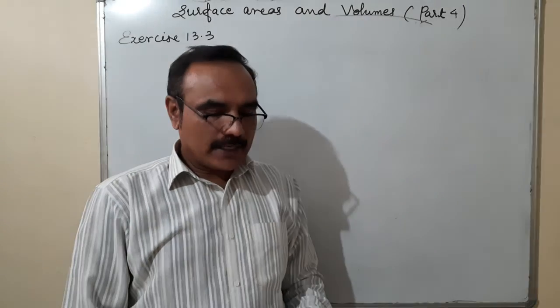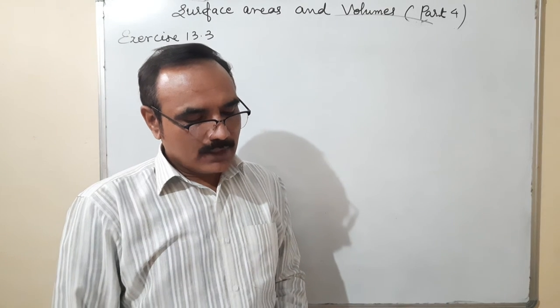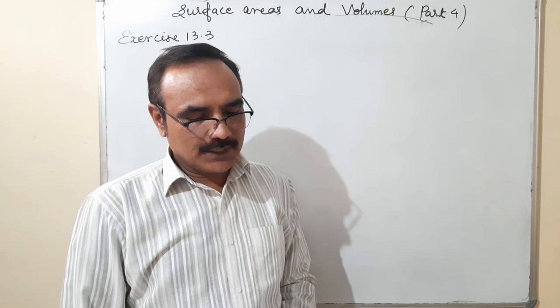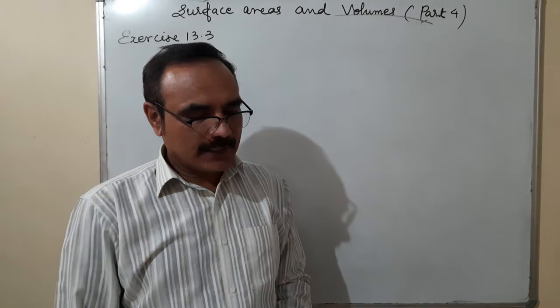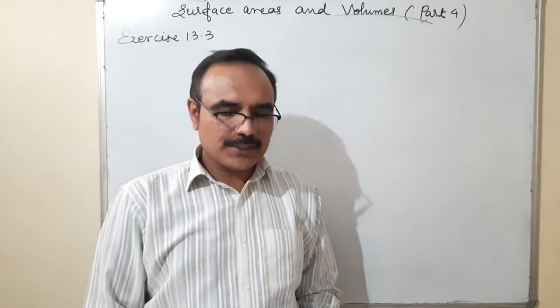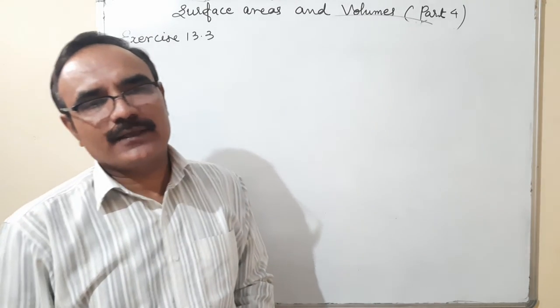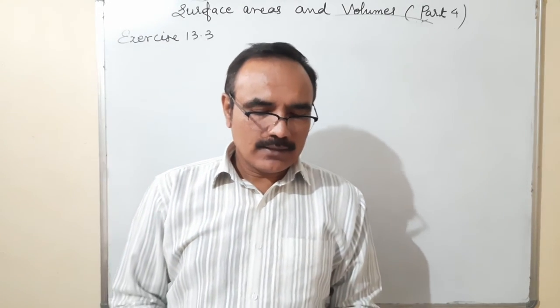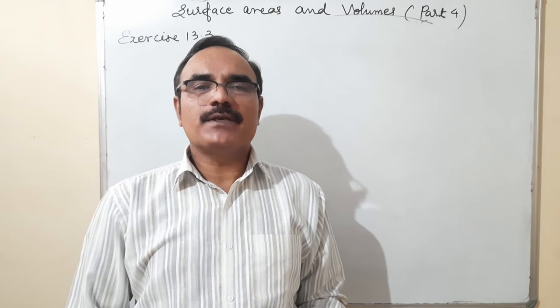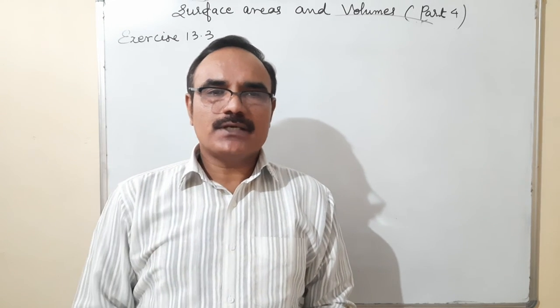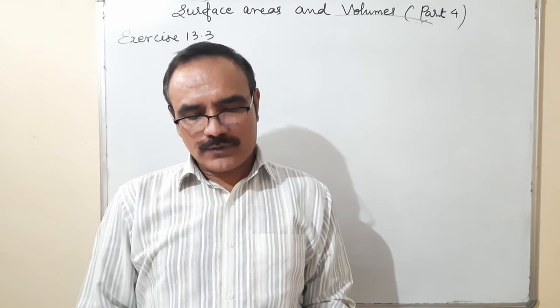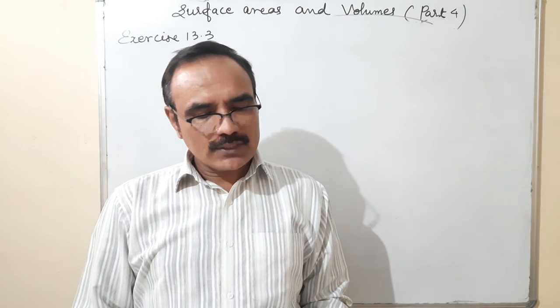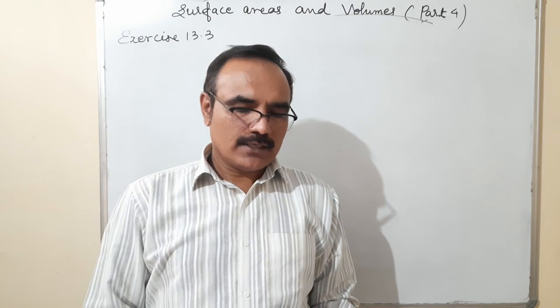Eighth question: water in a canal 6 meter wide and 1.5 meter deep is flowing with the speed of 10 km per hour. How much area will it irrigate in 30 minutes if 8 centimeter standing water is needed? Breadth is 6 meter and depth, meaning height, is 1.5 meter. It is flowing with the speed of 10 km per hour.